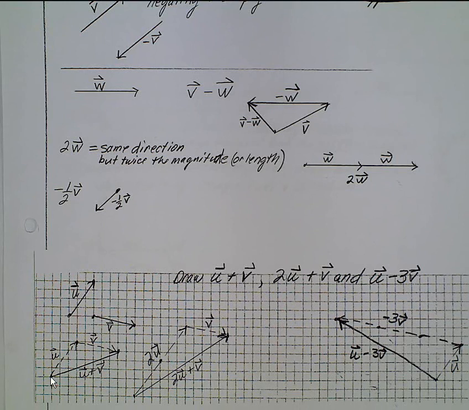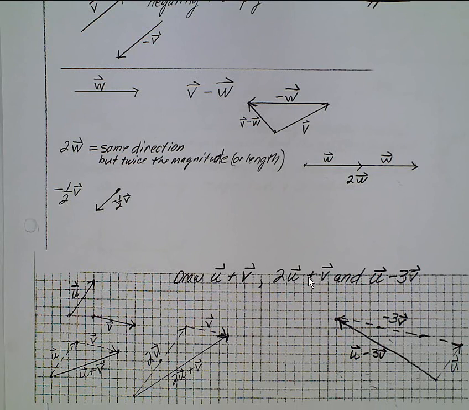So over 3 and up 4. So I'm going to start at this point. I'm going to move over 3 and up 4. That dashed spot right there would be the U. And I'm going to add to that V, which is over 1, 2, 3, 4, 5, and down 1. So to this end, I'm going to add over 5 and down 1. So U plus V will be this resultant right here, which will be the U plus V.